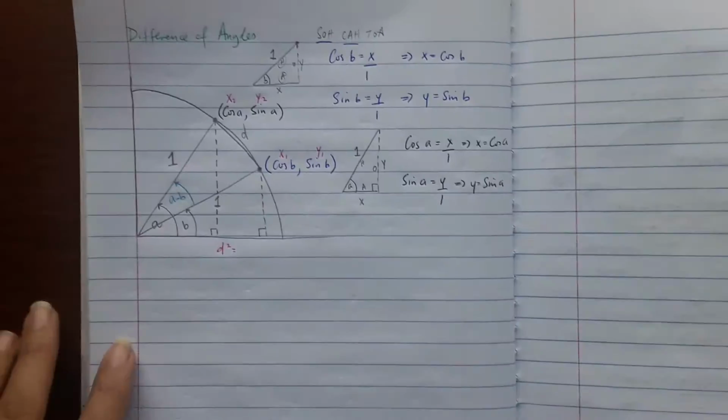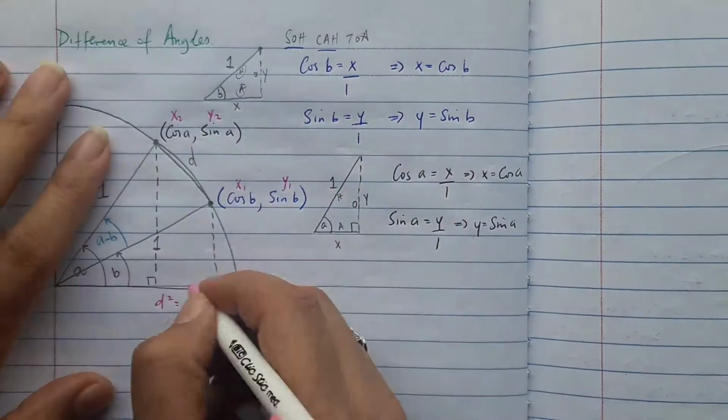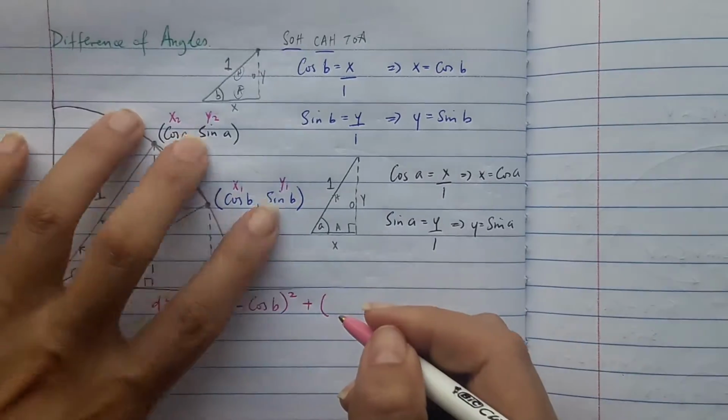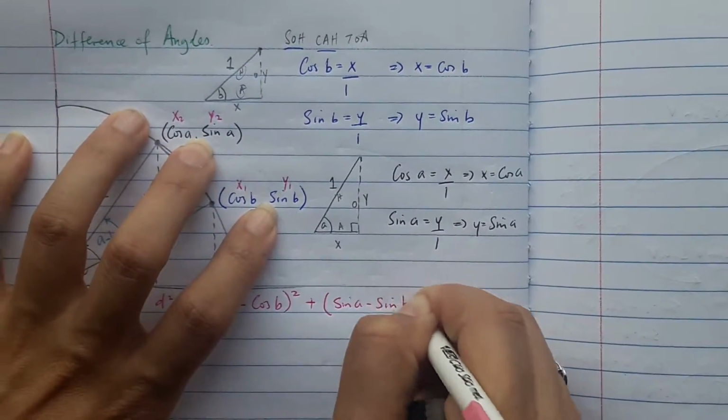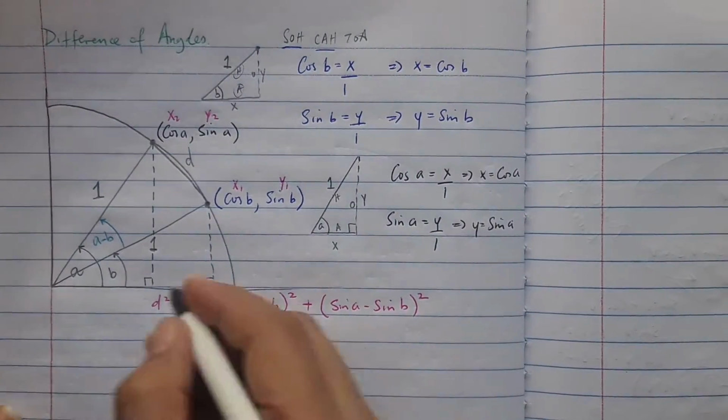This is a listening check. Color in d squared. Plus the difference in the y's, sine A minus sine B, squared. And then we're just going to open this up, so we're going to square it out.